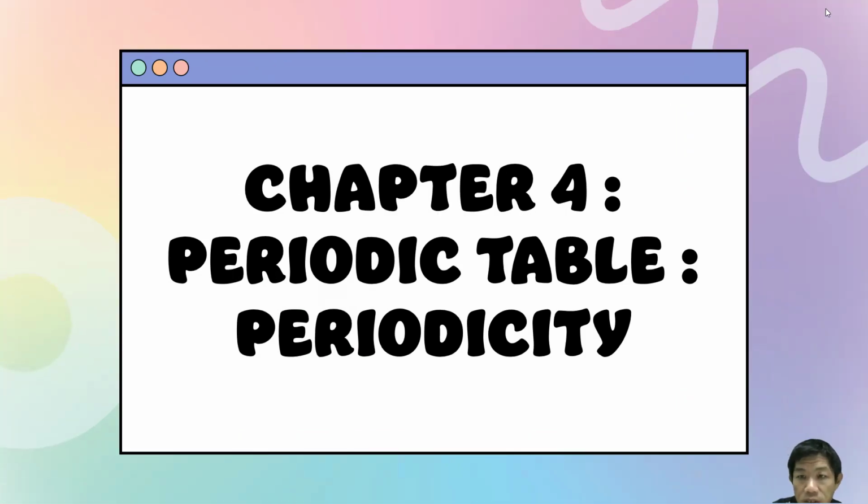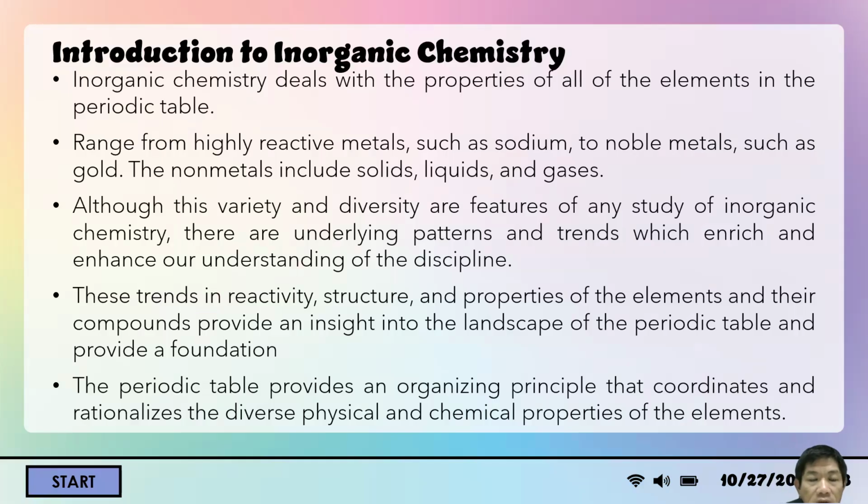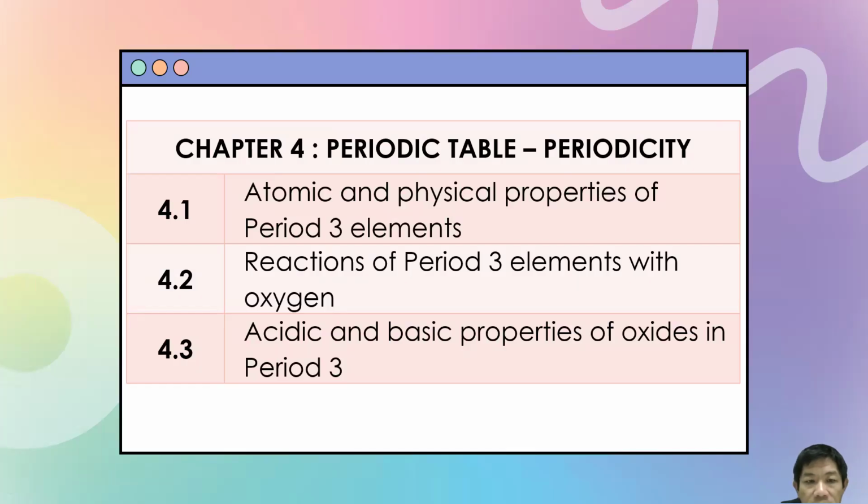All right. So this is what we are going to learn throughout the chapter: atomic and physical properties of the period 3 elements. We're also going to learn the reaction of the period 3 elements with oxygen, and finally the acid-base properties of the oxides of the period 3 elements. Okay, so let's start off with the atomic and physical properties of the period 3 elements.